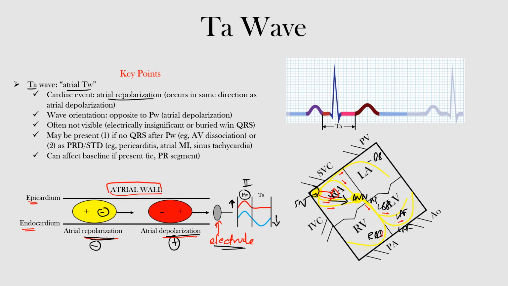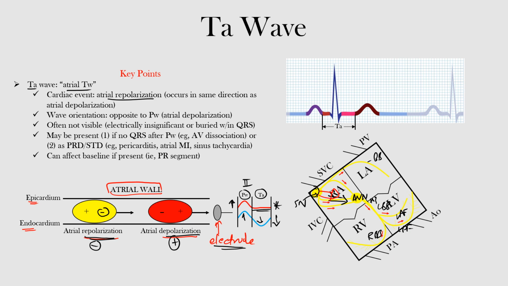Now, oftentimes the TA wave is not present because it is either too electrically insignificant to appear on the EKG or it's actually buried within the much larger QRS complex, okay? So again, this would be our TA wave, and if you actually see it, notice how we have the upward atrial depolarization, okay, and then we have this TA wave going in the opposite direction. But oftentimes you don't see that. In fact, you see this one where it's just a flat line, okay?